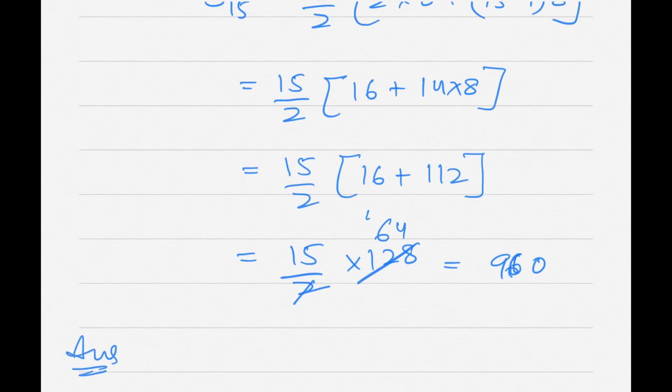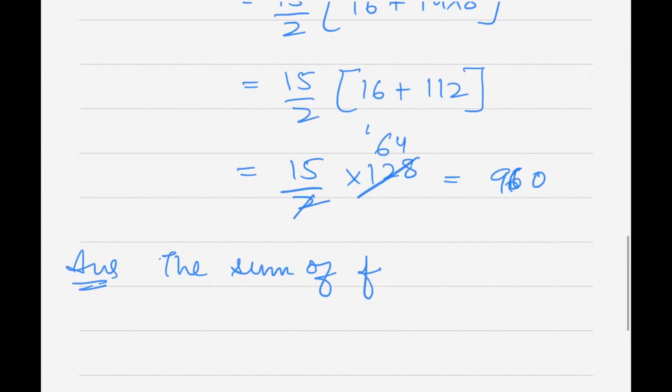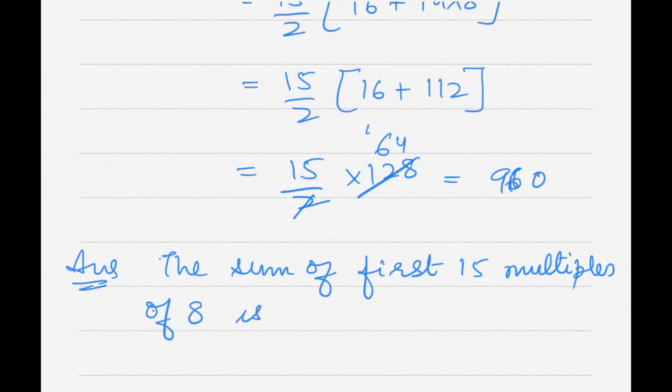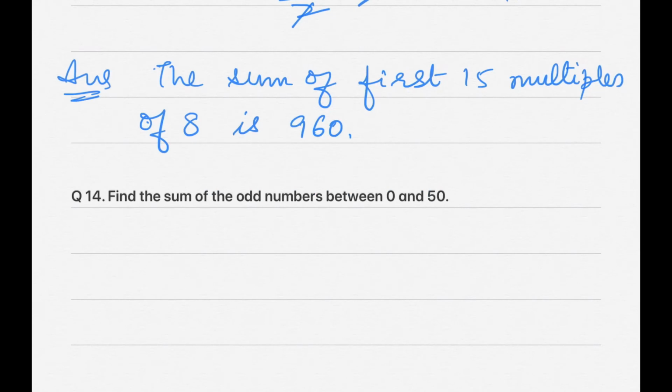So I can write down my answer. What had they asked? The sum of the first 15 multiples of 8 is 960. Okay, so let's move to the next question. Question number 14 says find the sum of odd numbers between 0 and 50.